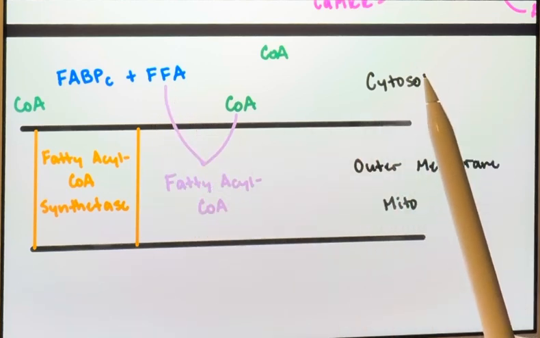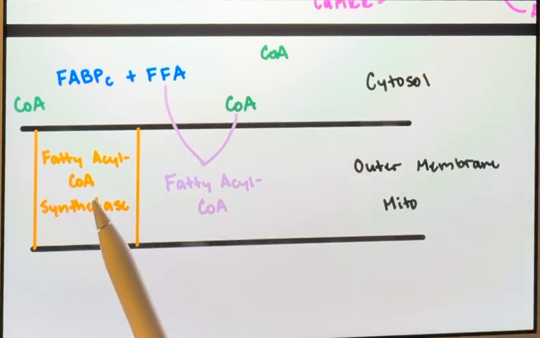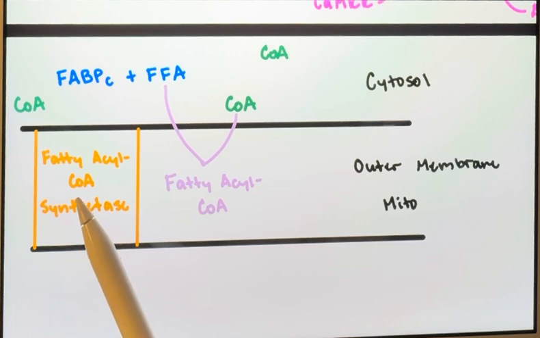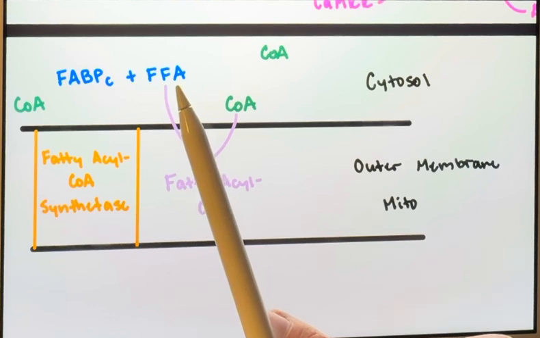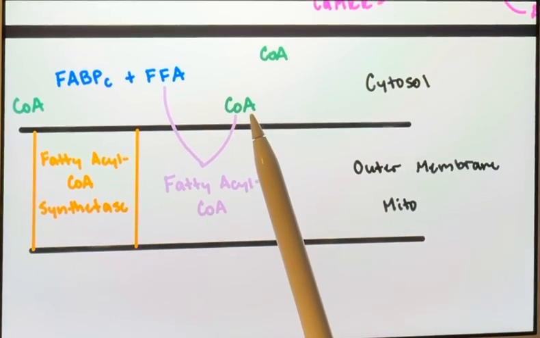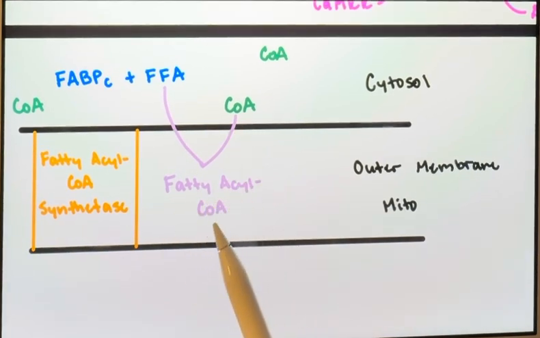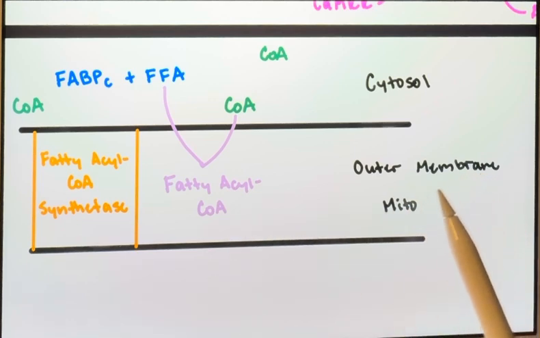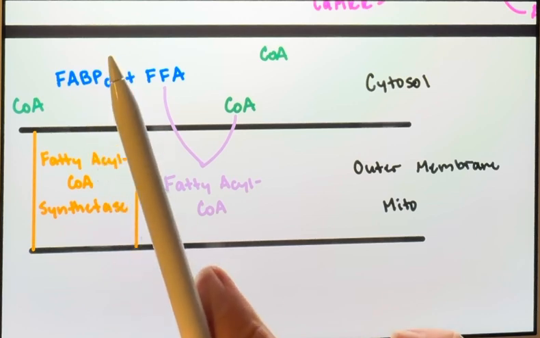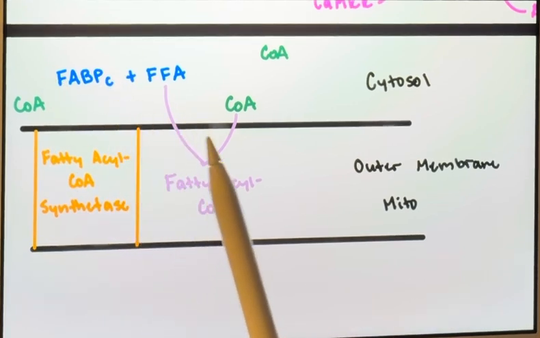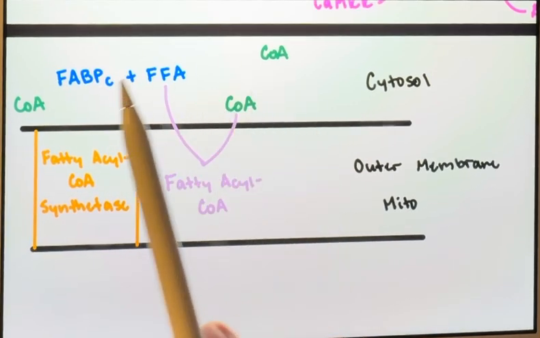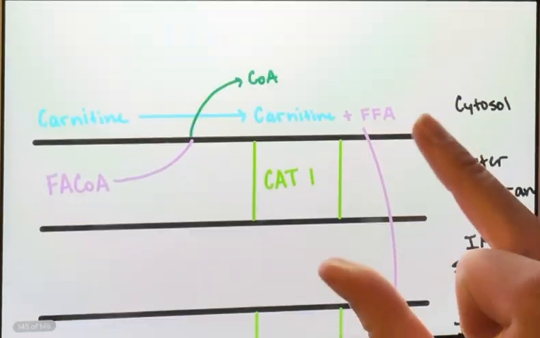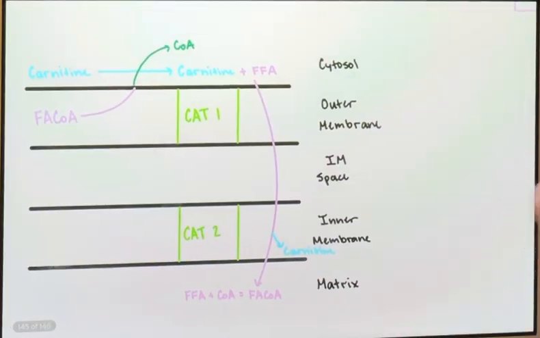What happens is this enzyme embedded in the outer membrane of the mitochondria, the fatty acetyl coenzyme A synthetase, will activate this free fatty acid to bind with a coenzyme A to form fatty acetyl-CoA within the outer membrane of the mitochondria within the muscle. It'll break off from this fatty acid binding protein in the cytosol and combine with a coenzyme A that is within the cytosol.